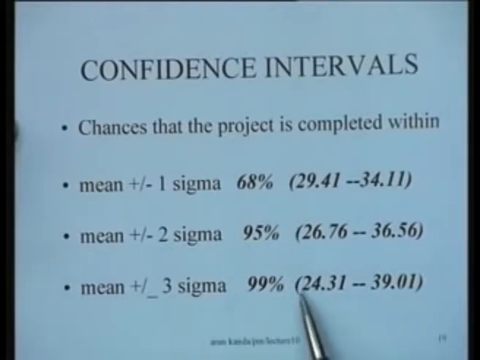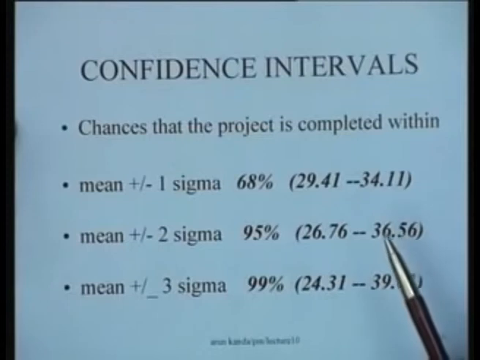So it's quite clear that this particular project has a degree of uncertainty which can be captured by this information, which says minimum of 24 days, maximum of 39 days is what this project is likely to take based on the information pertaining to the uncertainties of the individual activities. This is one of the things which we can very easily say.